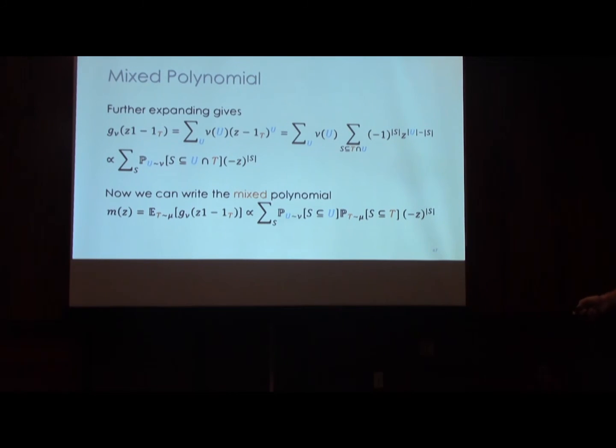Okay. This was for a fixed tree T. I was writing my polynomial for a fixed tree T. Now I have to do a mixture over all T's. If I do a mixture over all T's, I get this expression here. So the probability of S being a subset of U, the probability of S being a subset of T, times minus z raised to the power of s. Notice that this expression I have here is symmetric in terms of nu and mu. Right? And this was not clear at all when we began with the mixed polynomial.